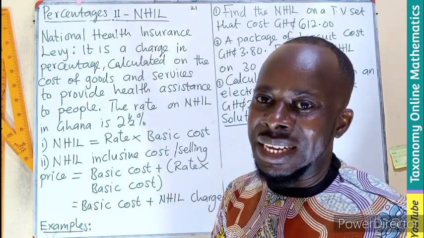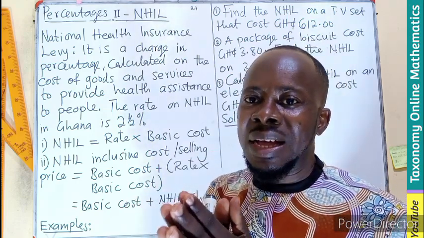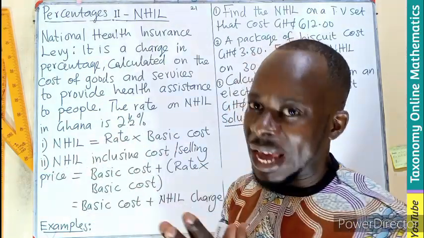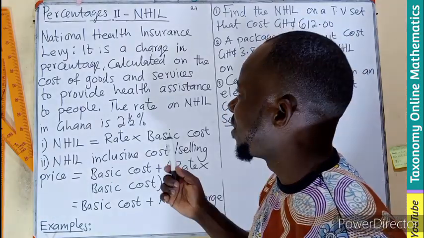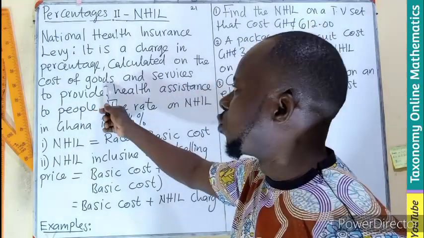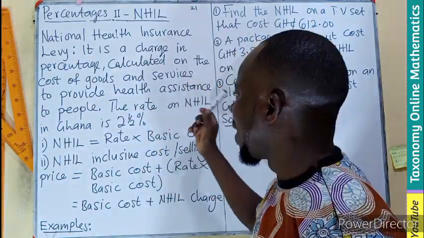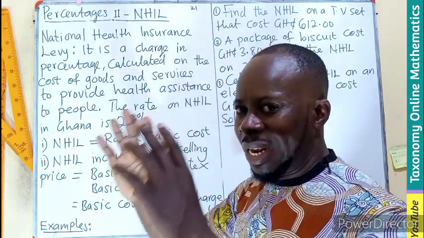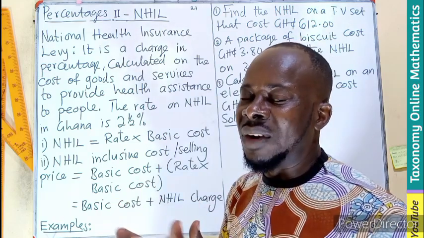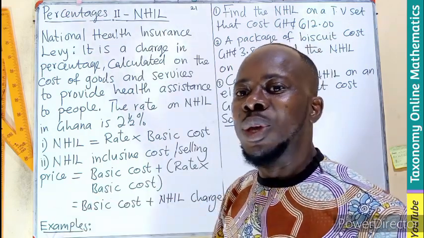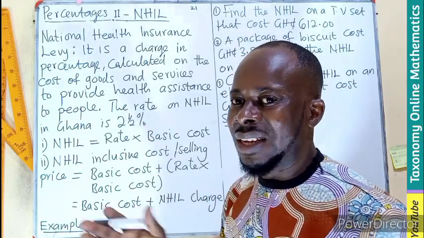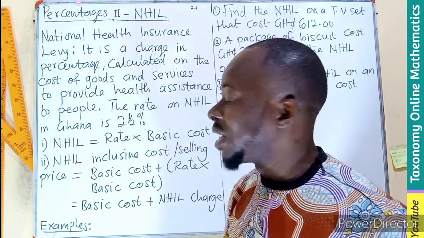So everything you buy, there is a component of that item or goods which is going to the government for the purpose of healthcare. So when they say National Health Insurance Levy, it is just a charge which is in percentage calculated on the cost of goods and services to provide health assistance to people. So they calculate that percentage on the goods that we are buying or selling and services rendered in order to rake in some revenue that will be used to deal with the health issues in the country, building hospitals, getting equipment, paying doctors, and all those things are part of it.